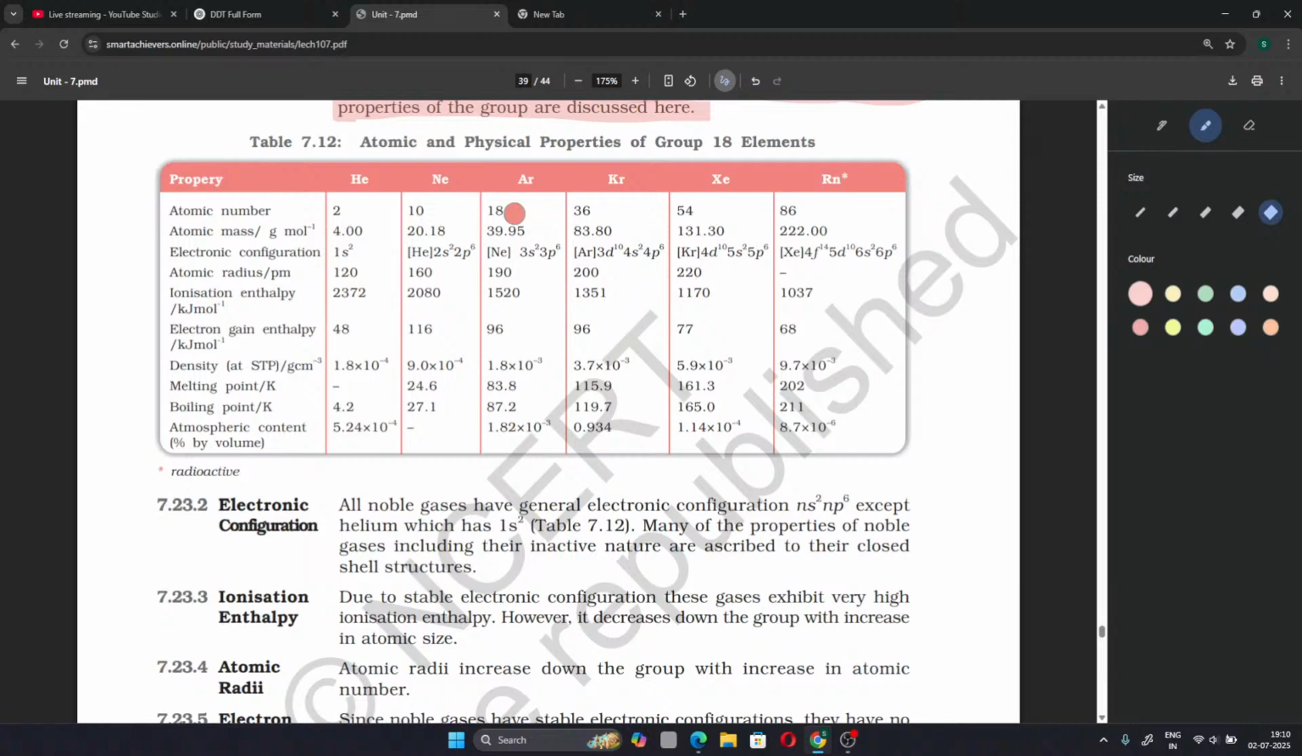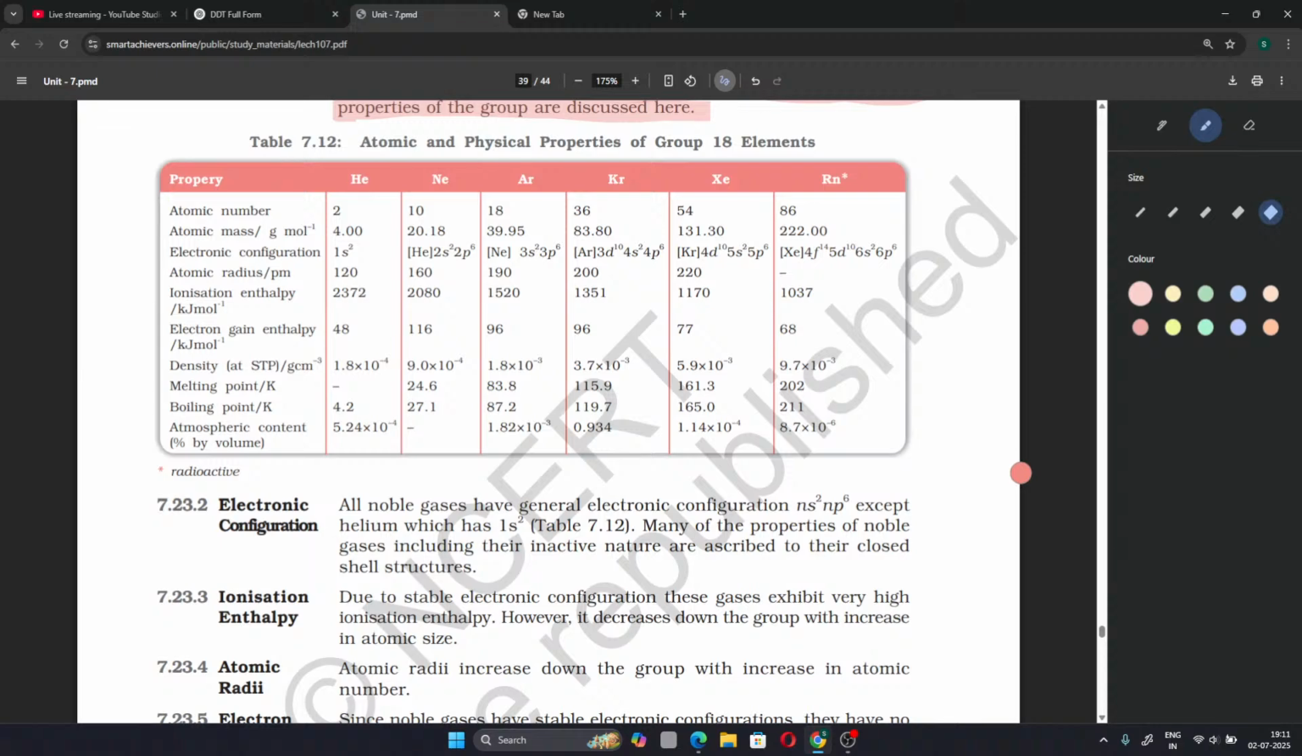Atomic and physical properties of group 18 elements. The atomic number of helium is 2, neon is 10, argon is 18, krypton is 36, xenon is 54, and radon is 86. Atomic mass: helium is 4, neon is 20, argon is approximately 40, krypton is 84, xenon is 131, and radon is 222. All the electronic configurations are completely filled.